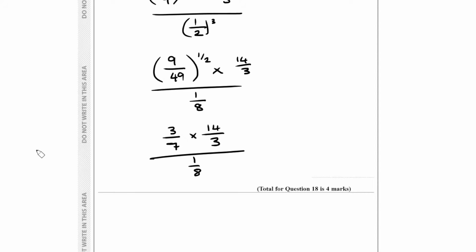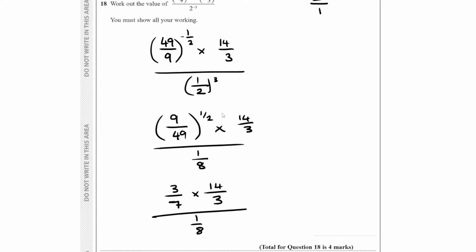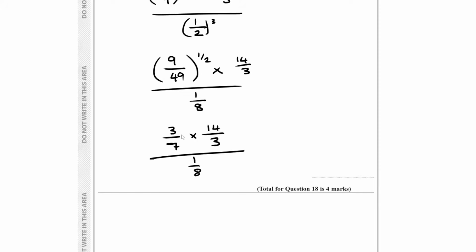When I multiply these together, I'm multiplying across, aren't I? Numerator with numerator, denominator with denominator. And the 3s would just cancel, wouldn't they? There's no point in me multiplying 14 by 3 and 7 by 3 if I'm then going to simplify the fraction and divide them both by 3. So those would just cancel.